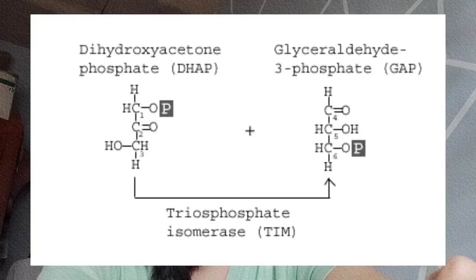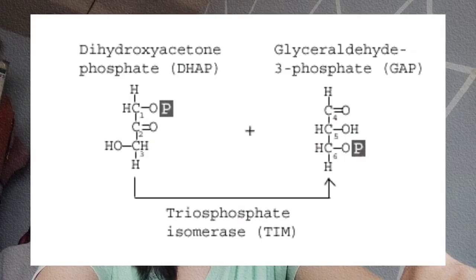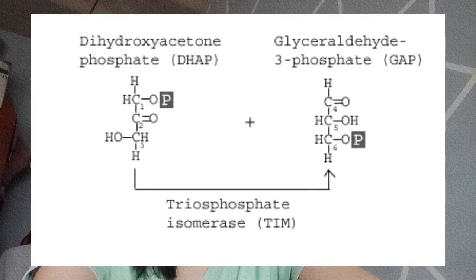Step 5. Isomerization, formation of glyceraldehyde triphosphate. Glyceraldehyde triphosphate is a glycolysis intermediate. The hydroxyacetone phosphate, the other triose, can be readily converted into glyceraldehyde triphosphate. The enzyme triose phosphate isomerase catalyzes the reaction. So we are in the second phase, the energy generating phase.